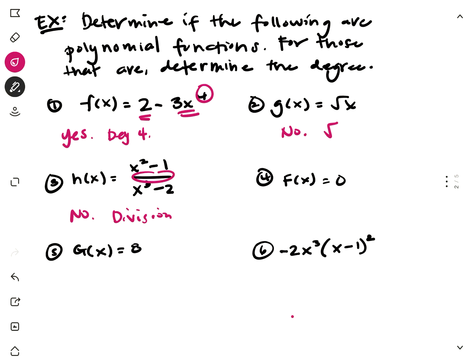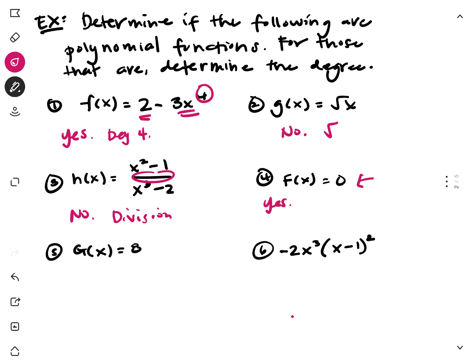Okay, f of x equals 0. This is a yes. Oddly enough, there's no degree to this, so we're not going to say the degree. They're saying anytime we have a 0, there's no degree. But it is just a constant, right? Anytime we have a number, like you'll see in the next one, that is a polynomial function. It doesn't have to have a variable on it.